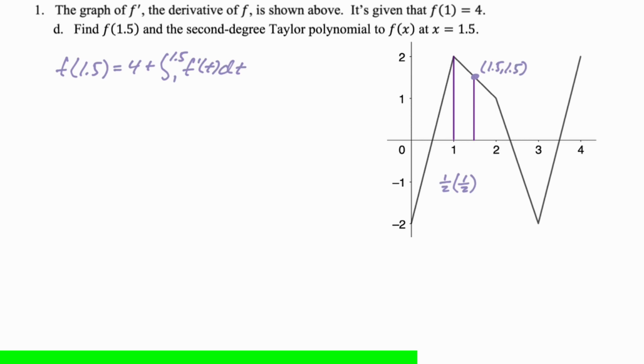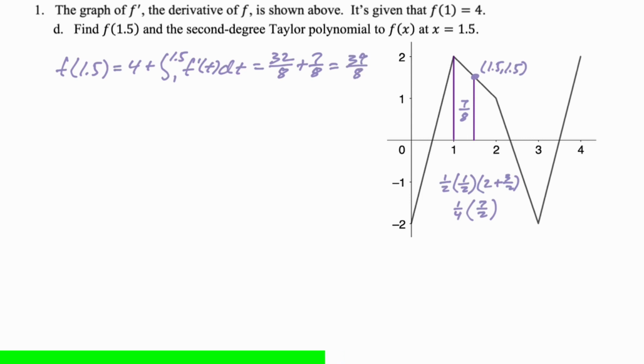The height is 1/2, and then the sum of the bases is 2 plus 1.5, or 2 plus 3 halves. So that's going to be 1/4, and then 7 halves. So overall 7/8 here. So this means that we're getting 4 plus 7/8. So 32/8 plus 7/8, 39/8.